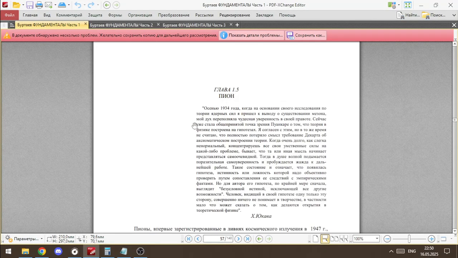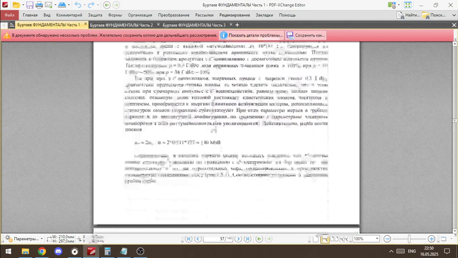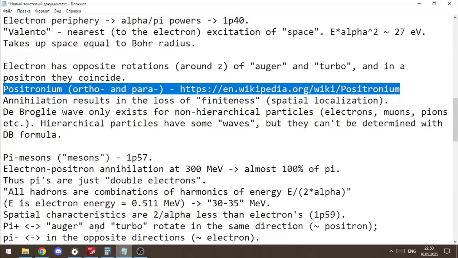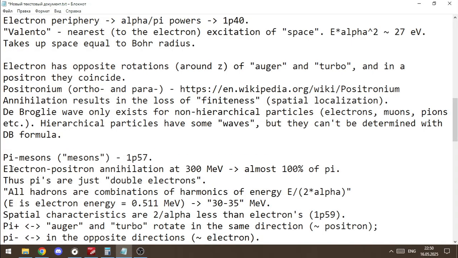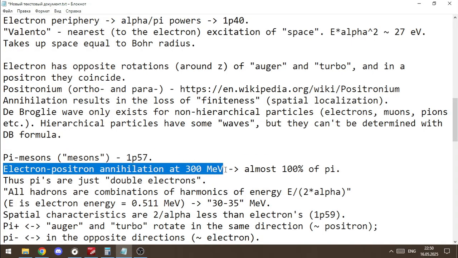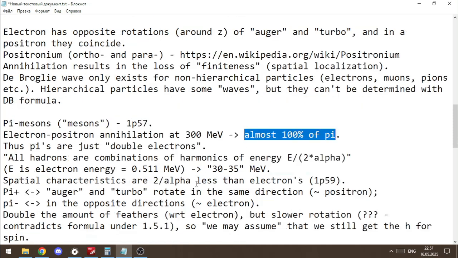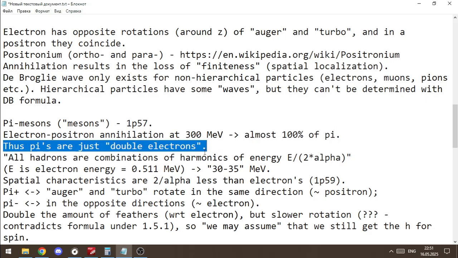And let's talk about pions. What are pions? That is Pi-mesons. So if we have electron-positron annihilation at around 300 MeV, almost 100% of the products of such annihilation turn into Pi-mesons, okay? So the idea of Burtaev about Pi-mesons is that they are just double electrons.